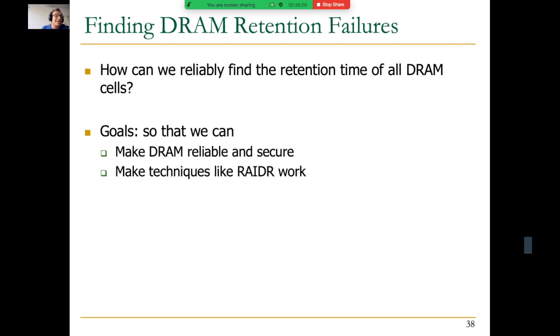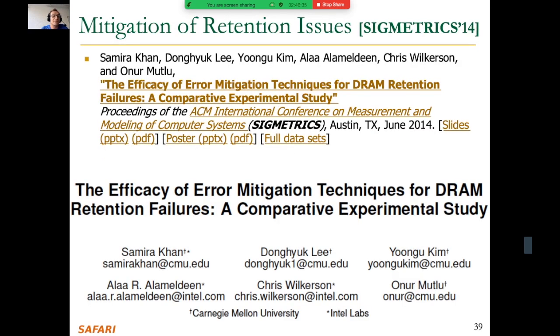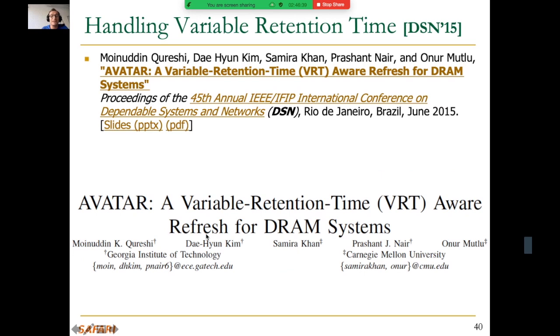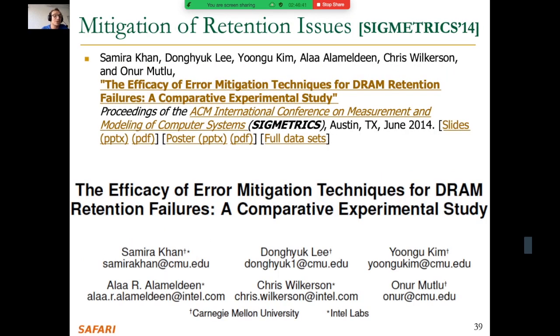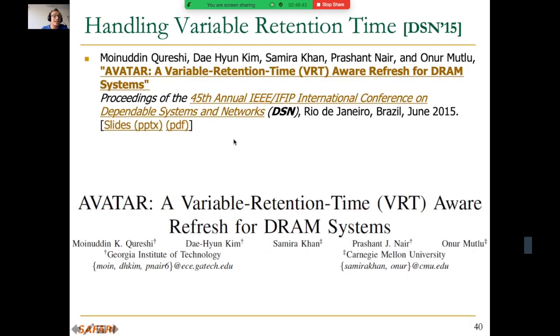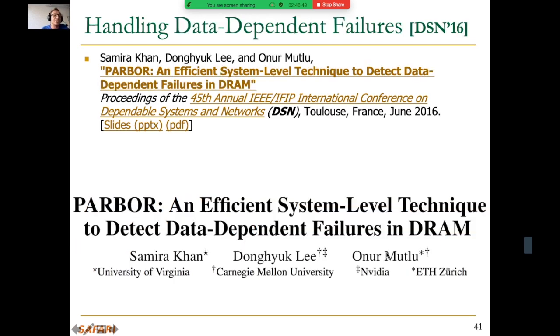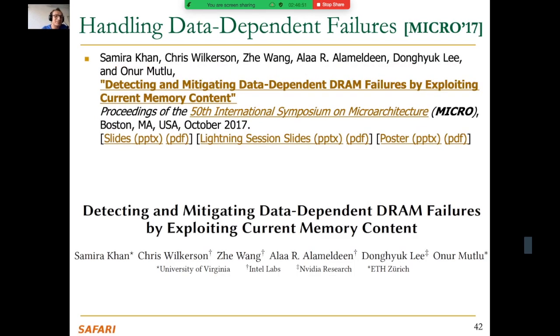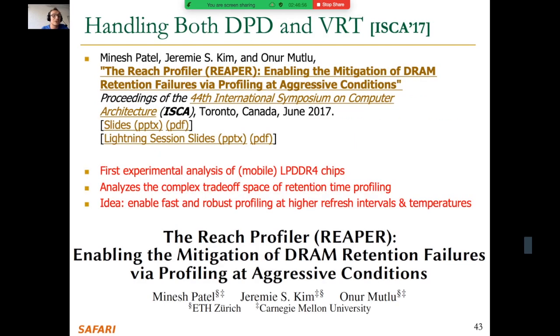Okay, and we also want to make techniques like RAIDR work. If you want to be even more aggressive, you still need this profile information to improve performance and energy. We've done a lot of work in this area. So this is our next paper. I'm going to briefly give you some ideas, not go into detail. It's one of the next papers that takes into account variable retention time and handles data-dependent failures even more, because there are many solutions that you can explore. And I think these are all good solutions.